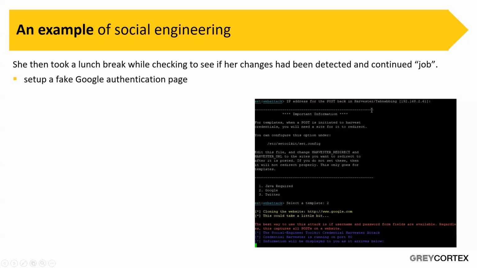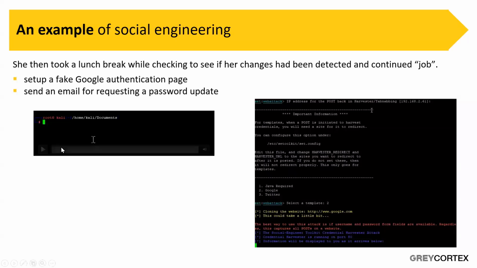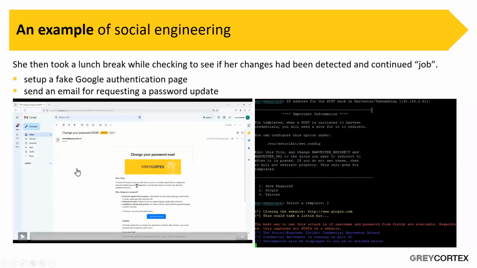The next thing she did is she sent an email. So she had a script, a Python script, which was launched, and with that Python script she sent an email. What happens next? Next, you could see that the email was sent to my account.